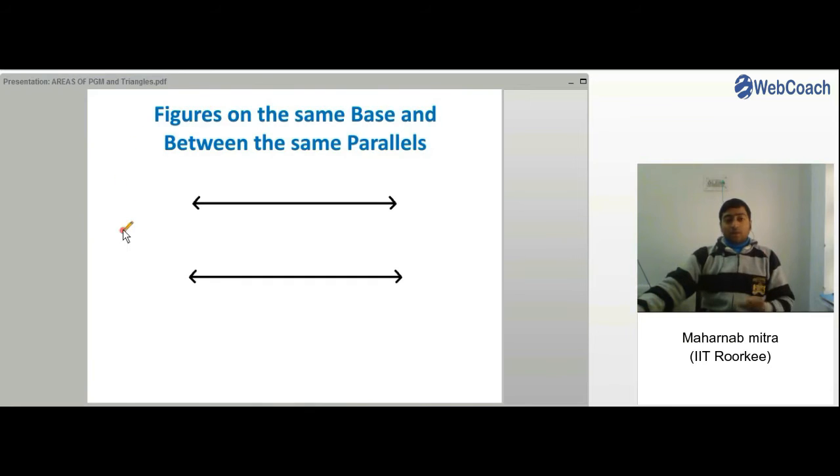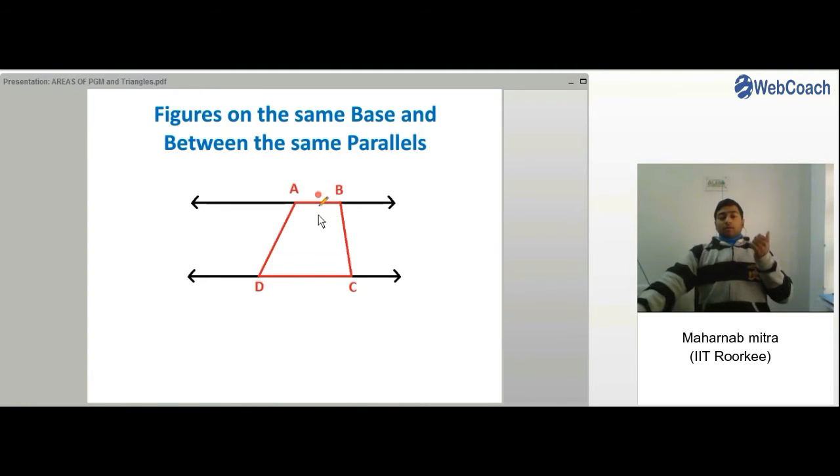So let us jump to our next topic: figures on the same base and between the same parallels. Here you can see we have drawn two parallel lines. So let us draw one closed figure. I have drawn a quadrilateral, which is obviously a trapezium. Two sides are parallel, AB and DC, right? So we have drawn a quadrilateral between two parallel lines, or we can say between two parallels.